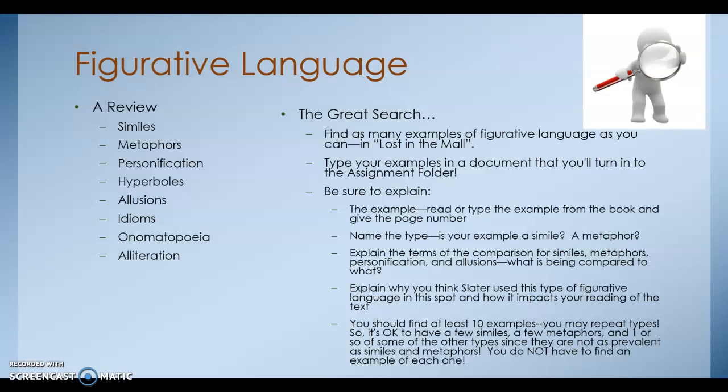Okay, so let's talk about your assignment. Your assignment is called a Figurative Language Dive. That's the name of the assignment you'll see on D2L. So these are the ones you have to choose from: similes, metaphors, personification, hyperboles, allusions, idioms, onomatopoeia, and alliteration. Hopefully you were taking notes as we went through. The best way to take notes when you're getting lots of jargon like this is to have a term, another column where you define it, and then an example. I always say 3-column notes are great for lots of vocabulary.